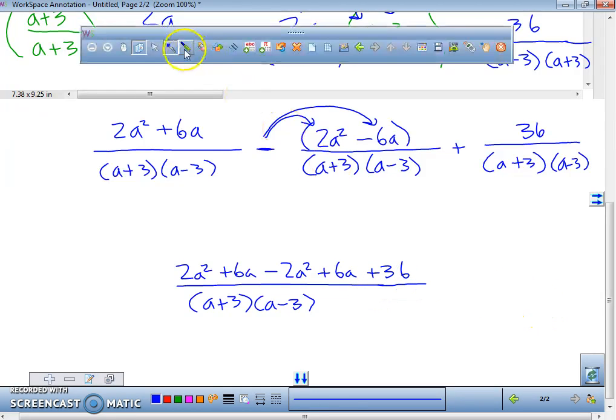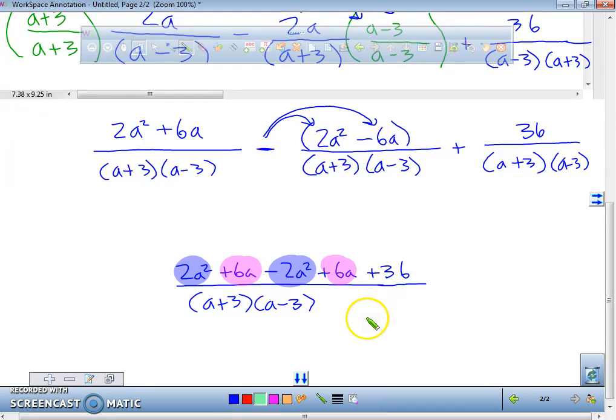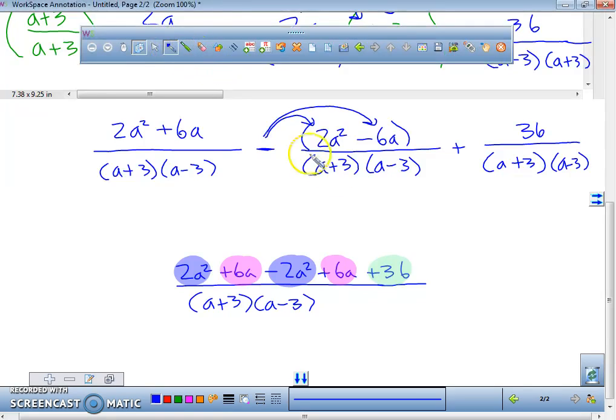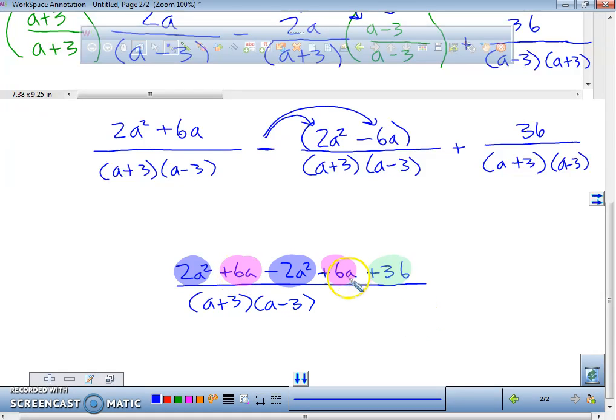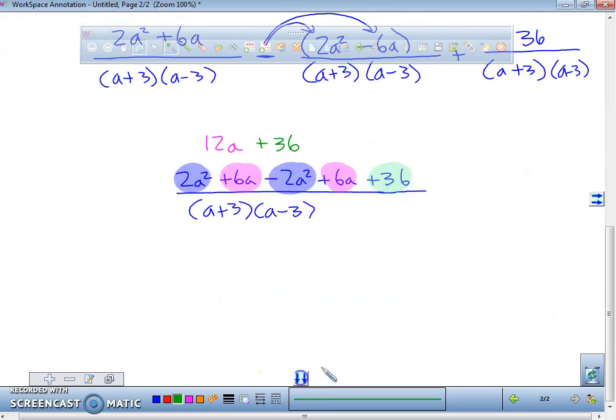Right there. Now, we have some like terms that we can combine. So this guy can be combined with this guy. This 6A can be combined with this 6A. And then we just got the constant 36 right there at the end. So, if you have 2A squared and you take away 2A squared, how many A squareds do you have now? 0A squared. No, you don't have 1. You have 0. If you have 6A and you add 6A, how many A's do you have? 12 A's. Then we have plus 36 at the end. Now, here's what you have, everybody. You have 12A plus 36 all over A plus 3 and A minus 3.